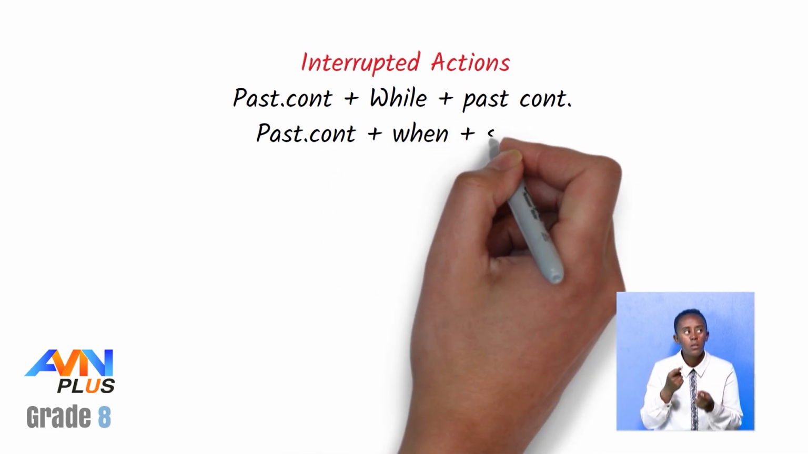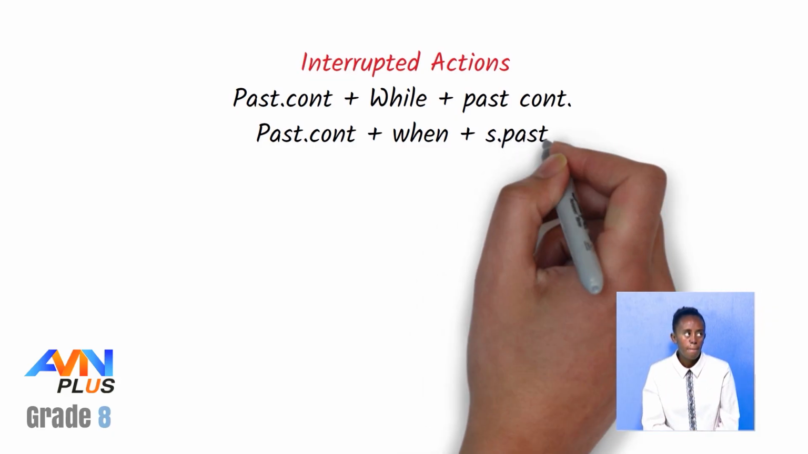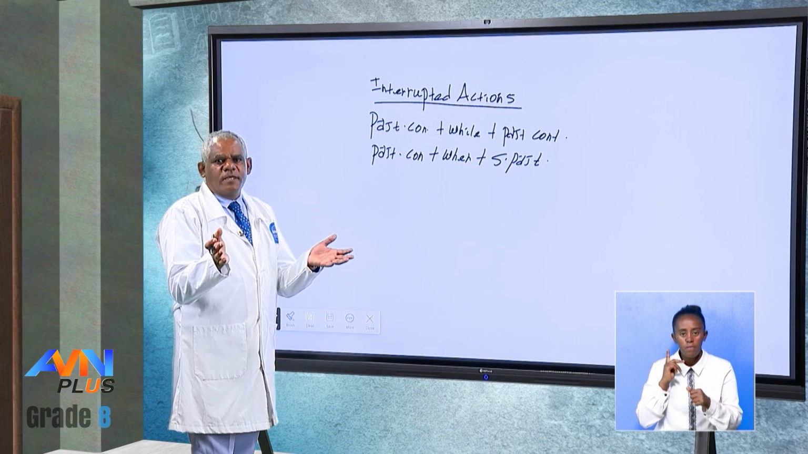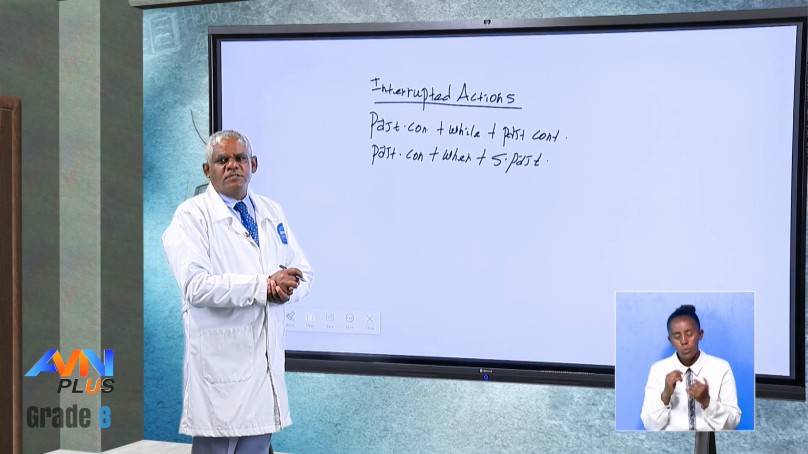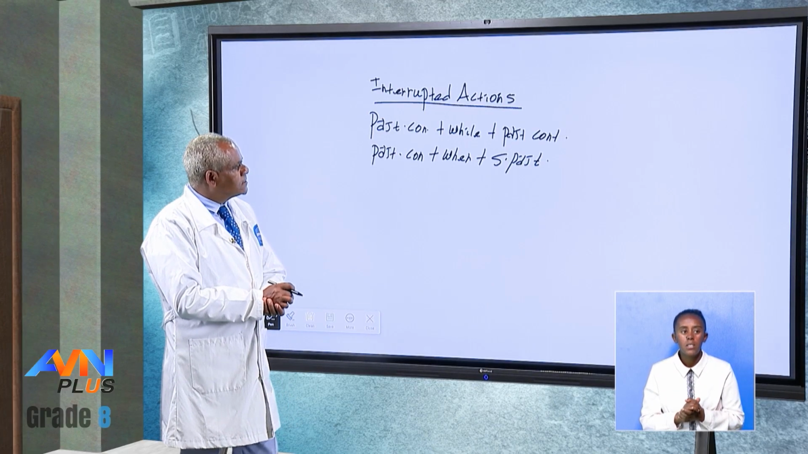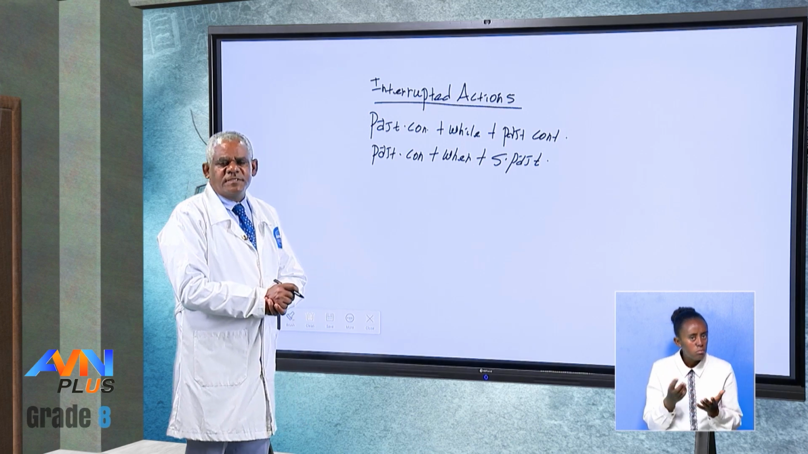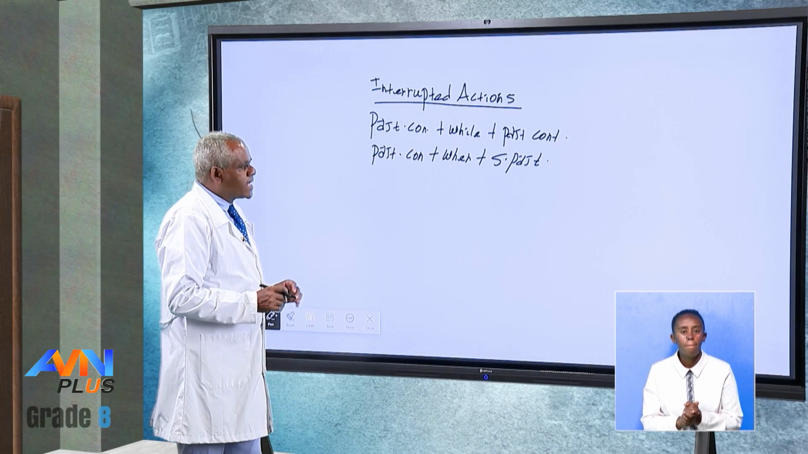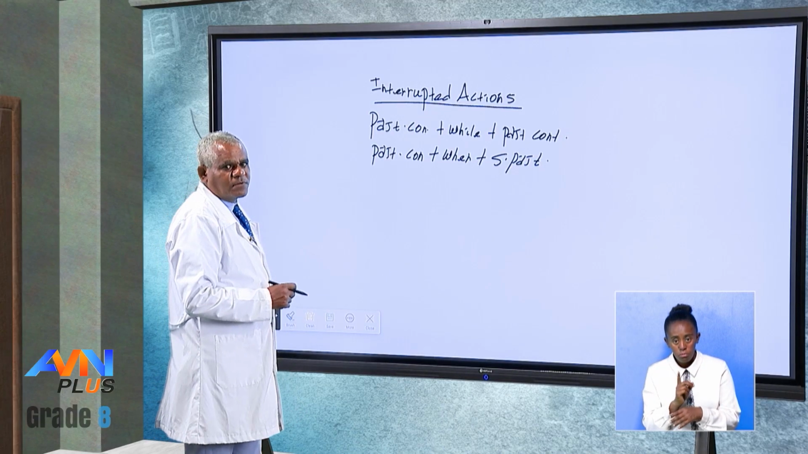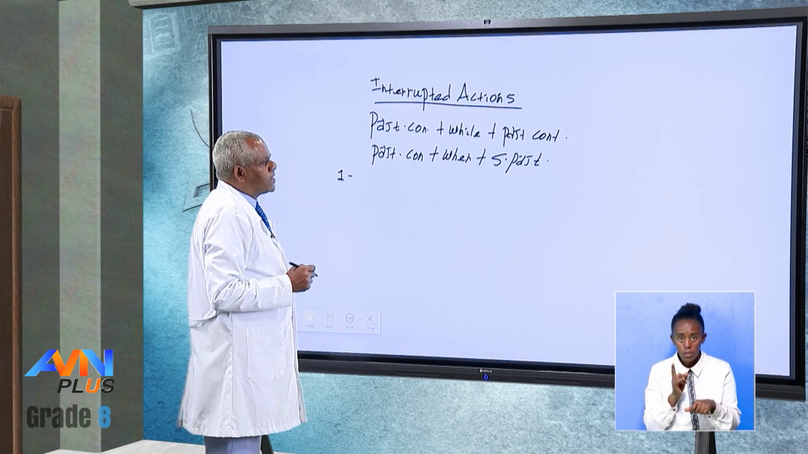Plus simple past tense. Look how the previous tense is related to the current tense, that is past continuous tense. So past continuous tense plus while plus simple past tense. Interrupted action. What do you mean by that? I would like to give you one sample example for it.